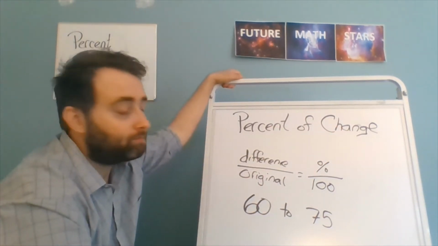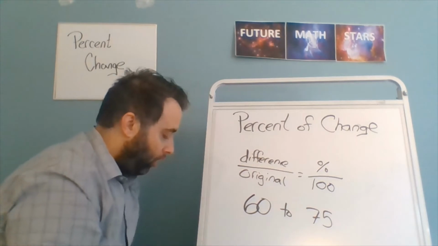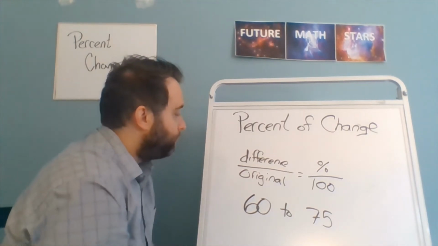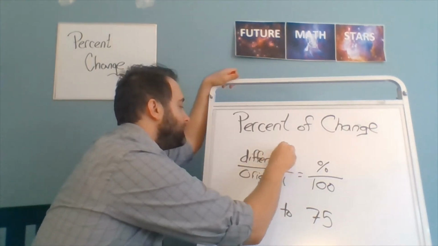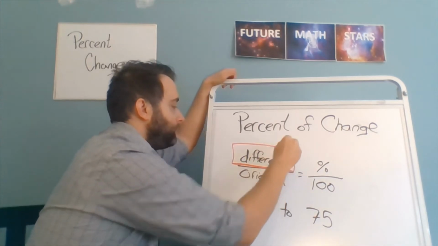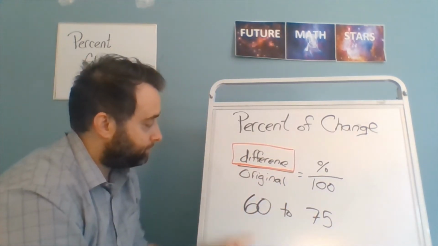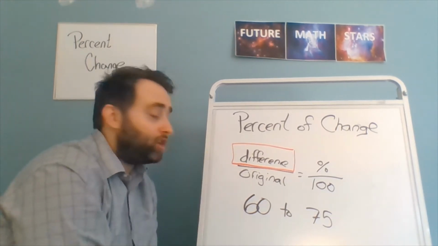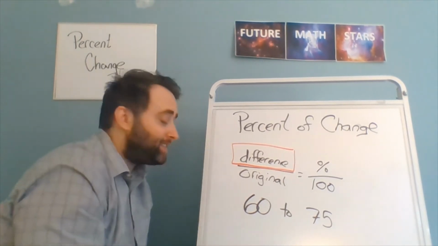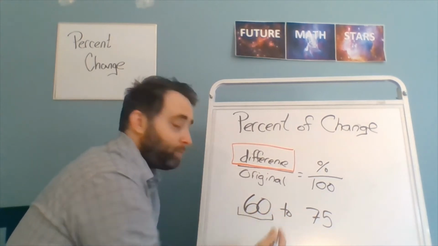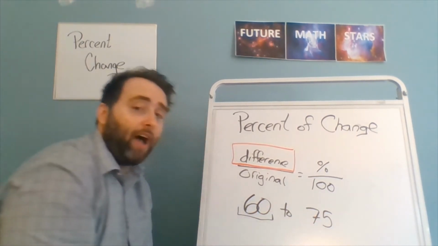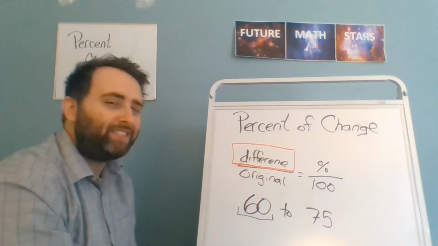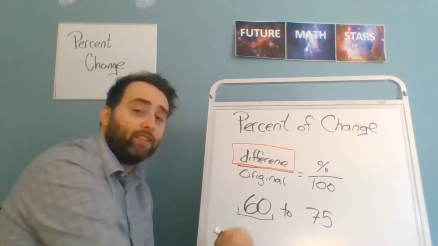Now, this is probably the hardest part for people to understand, is the difference. Okay, the original, just make sure you're plugging in the right number. I want to compare it to last year. So the original number here is 60. Okay? The new number is 75. But what it's talking about here, the difference. What's the difference between 75 and 60?